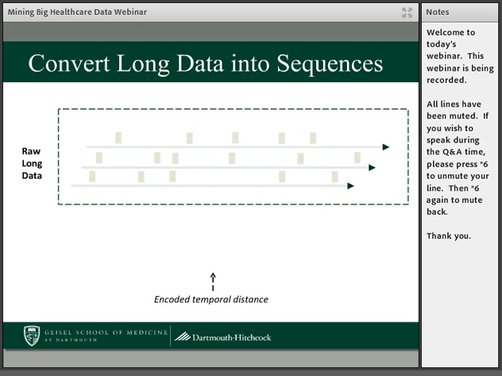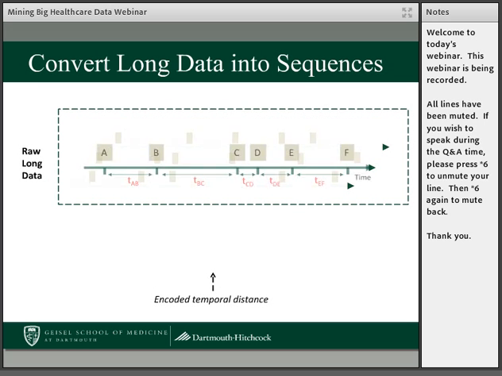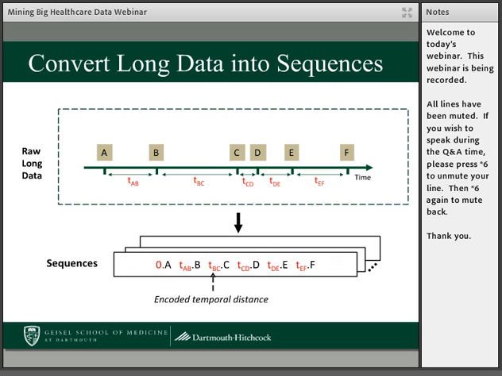So this just shows you, let me just go through these animations here. We have a series of data from our electronic health records, which we convert into these sequences. We look at the events, and we look at the timing between the events. And then we encode the information from those sequences into a pattern, which is shown here.